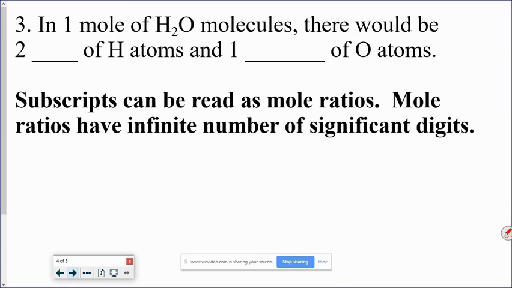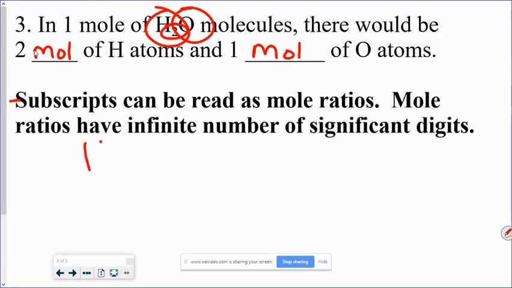In 1 mole of water molecules, there would be 2 moles of hydrogen atoms and 1 mole of oxygen atoms. So this little note down here says subscripts. That's these numbers right here, these numbers that are small, that are lower than letters. Those are called subscripts, and those can be read as mole ratios. So in water, we have 2 moles of hydrogen and 1 mole of oxygen. And those are infinite sig figs.